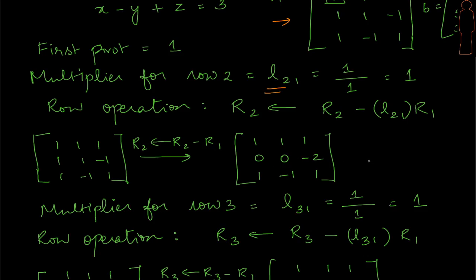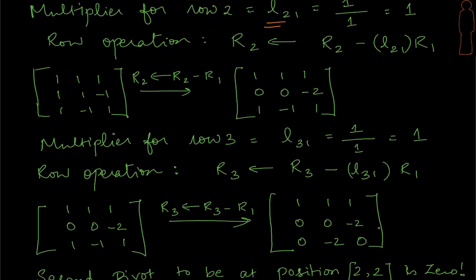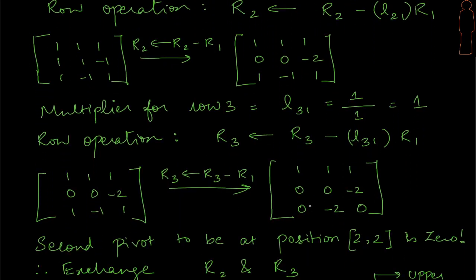The next step in elimination is to eliminate the A31 element. So let's find the multiplier for it. This coefficient divided by this pivot is 1, and the operation is going to be R3 minus L31 times R1, where L31 is just 1. When we perform this, we get 0, minus 2 and 0. Now we have to look at eliminating minus 2.